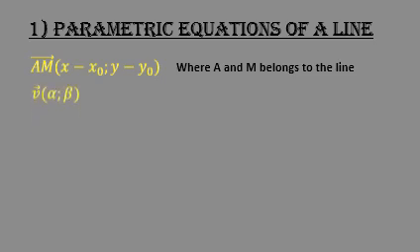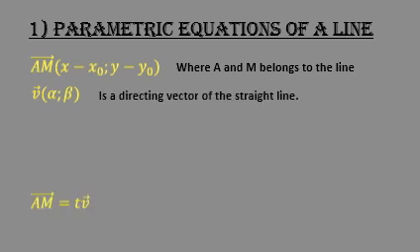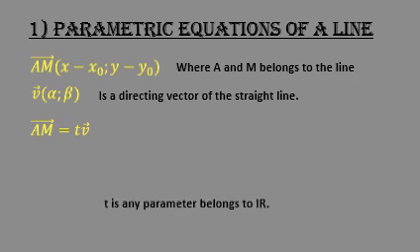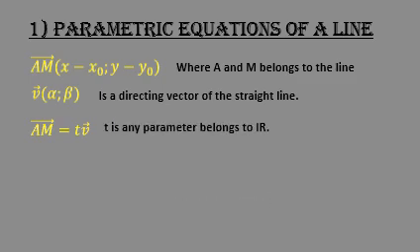So we create the vector AM that belongs to the straight line, and we should have a directing vector for the straight line. So v is a directing vector for this straight line. And now we know that AM equals t v, where t is any parameter that belongs to the real numbers. So AM could be 2v, could be half v, so t could be any number. You can replace it by any letter you want, as long as it's a parameter.